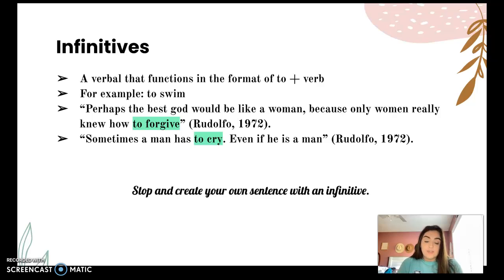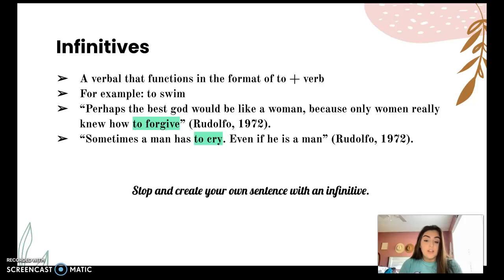We have another sentence from our novel, which states, "Sometimes a man has to cry, even if he is a man." So, to cry is our infinitive. It includes "to" and cry as a verb.